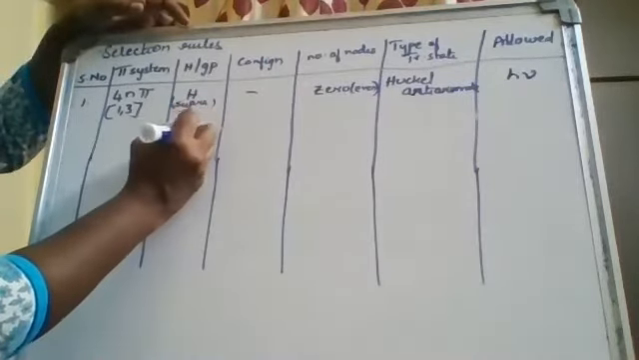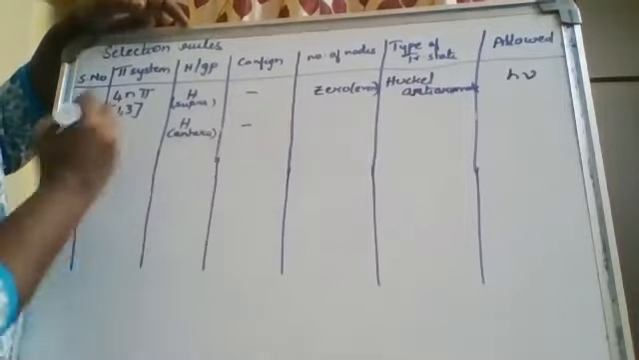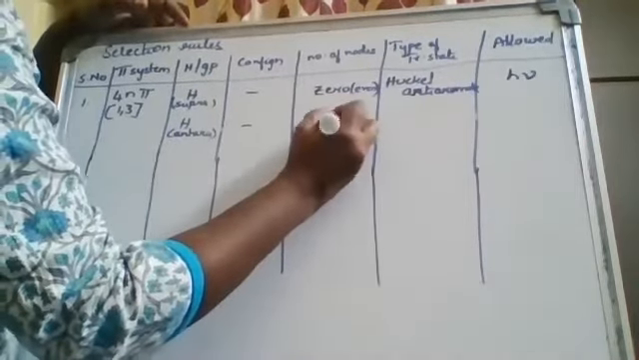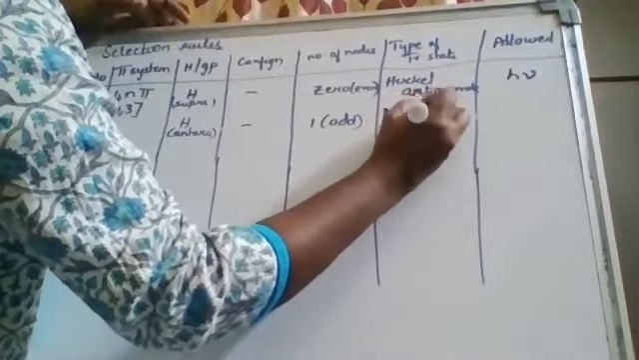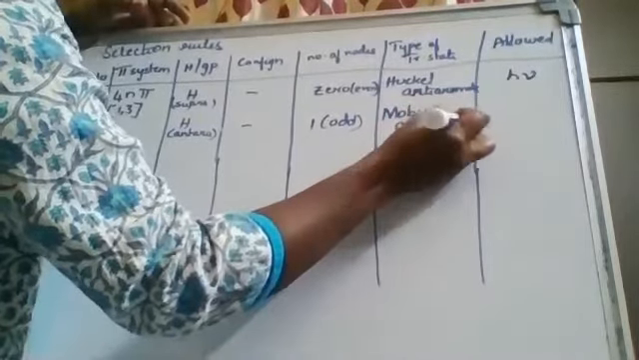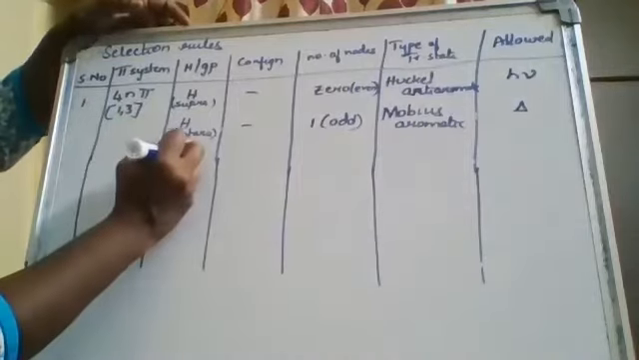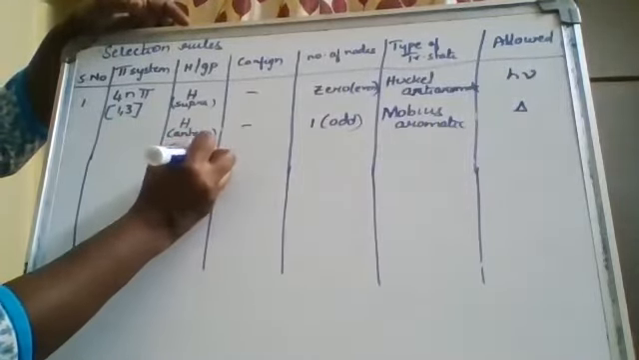Hydrogen antarafacial migration. No configuration. I have one node, odd number, Mobius aromatic transition state, thermally allowed. Next, group migration, suprafacial.